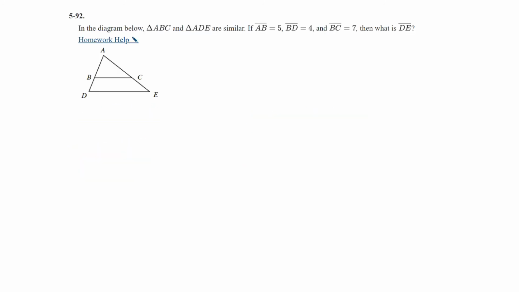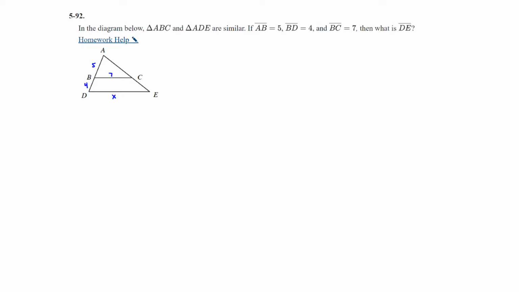Question 92. In the diagram below, triangle ABC and triangle ADE are similar. If line segment AB has a measure of 5 and line segment BD has a measure of 4 and BC has a measure of 7, then what is the measure of DE? So since we know they are similar, let's go ahead and mark the figure with what we know.